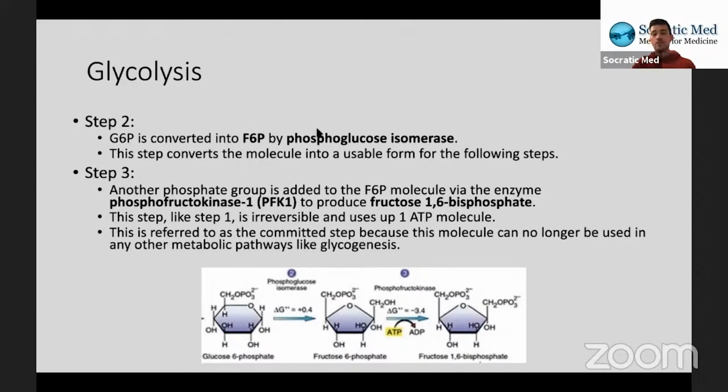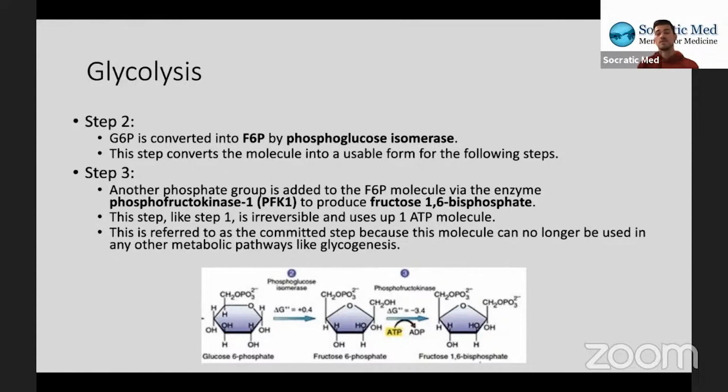So another phosphate group is added to the F6P molecule via the enzyme phosphofructokinase 1. It's often referred to as PFK1, and it produces a product known as fructose 1,6-bisphosphate. So this is an important step. You should definitely know phosphofructokinase, and you should definitely know fructose 1,6-bisphosphate. And like step 1, it's irreversible. It uses up an ATP molecule because we're phosphorylating.